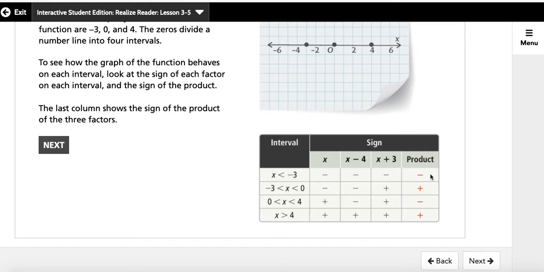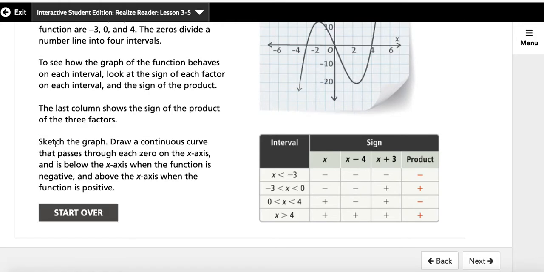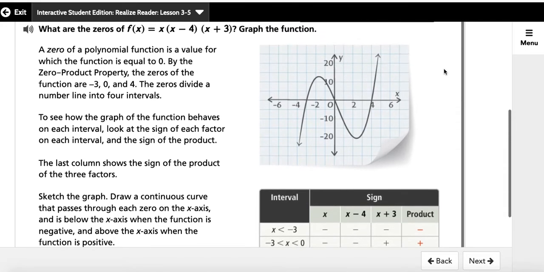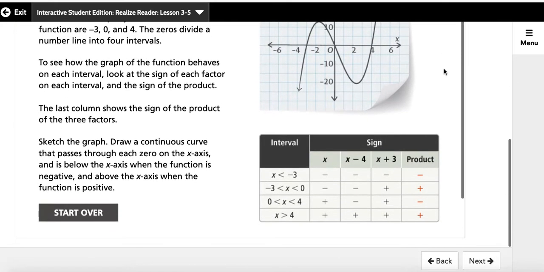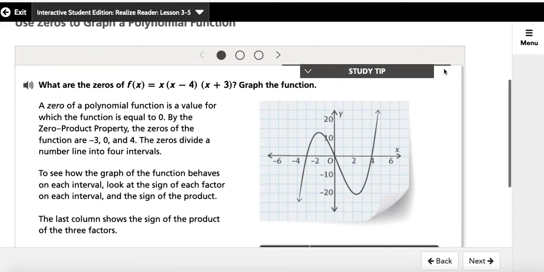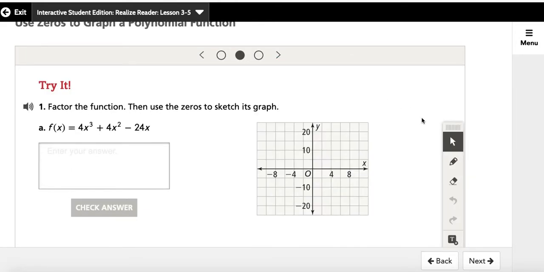And what we do with these values of negative, positive, that tells us where the graph's going to go. Since it started off negative and got to that 0, and then it was positive, then it got to that 0, and then it was negative until it got to that 0, and then it was positive. That's how we can use the zeros, and then we test points. Factor the function, then use the zeros to sketch its graph.